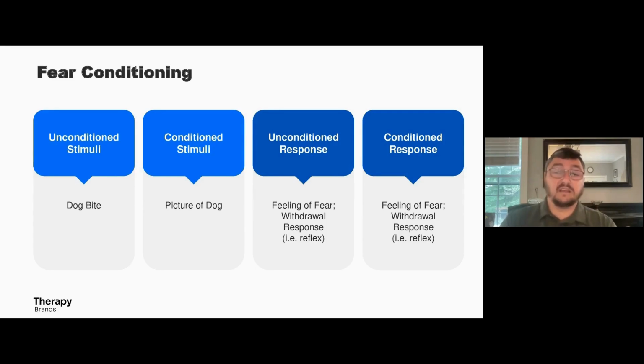That feeling is going to be really, really important as we move forward. So, the feeling of fear. Now, if a conditioned stimulus, a picture of a dog, is paired with an unconditioned stimulus, it will eventually elicit the same response as the dog bite. So a conditioned response will then be the feeling of fear, even perhaps withdrawing from the picture, right?